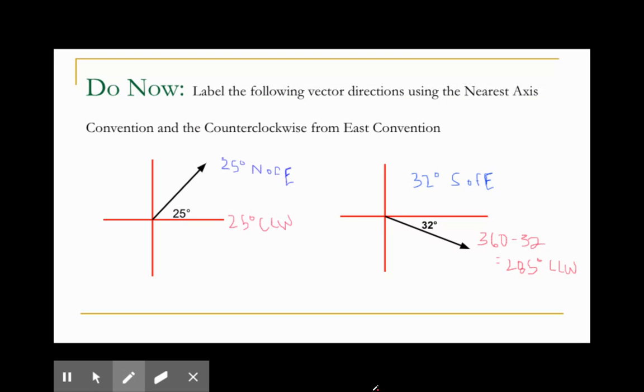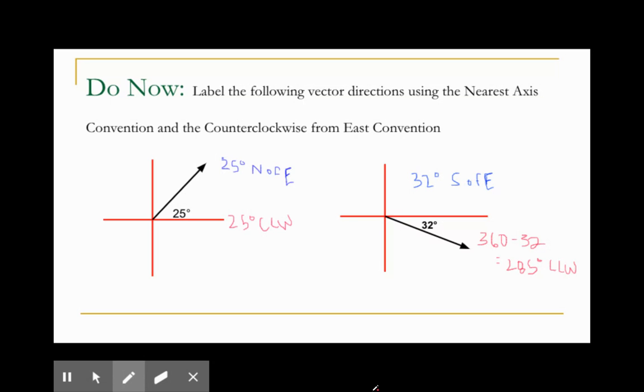Okay, so what's one way in which we can label the angle in number one? Melissa. 25 north of the east. Good, 25. Yep. 25 degrees north of east. Okay, because the actual vector, the angle touches east. So of east comes second in our statement. So it's 25 degrees north of east, good.